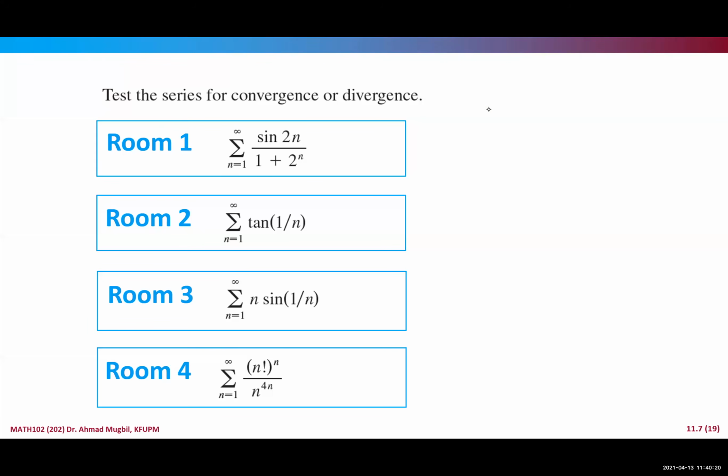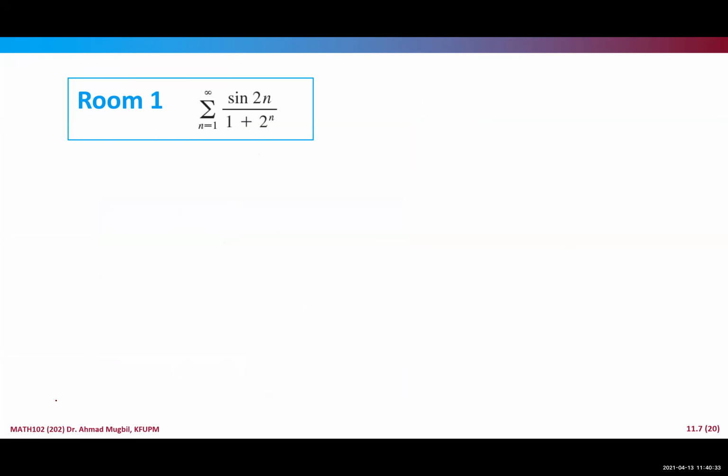Okay, Abdulaziz Al-Wahabi, group number 1. Convergent or divergent? Convergent. By which test? First we take, at the end we will use geometric. In the beginning we take the absolute value. By which test? The absolute value, doctor.